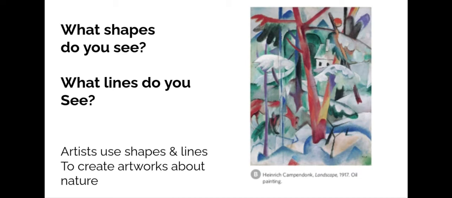This is a painting by Heinrich Campendonck. It is a painting. How does it make you feel? Where do you think it is? There's lots of lines, and the lines form the shapes. Artists use shapes and lines to create artwork about nature. This is sort of a mysterious place because there's lots of lines that overlap or cross over each other. What do you think about this house? Can you see it in the distance?